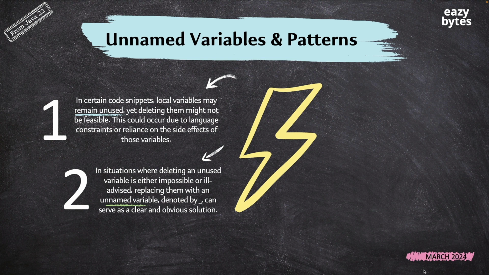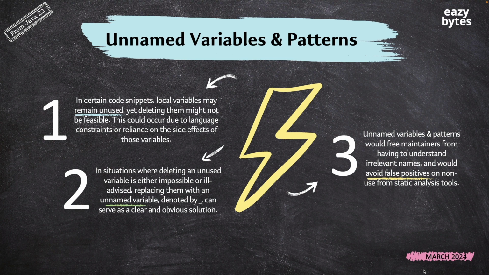So what do we get by using these unnamed variables and patterns? Developers no longer have to worry about giving names to unused variables. Many times we scratch our head about what name we should give to this unused variable. Can I give temp, or some X or Y? We don't have to go through this thought process because all these unused variable names which we can't delete can be replaced with an unnamed variable, which is underscore.